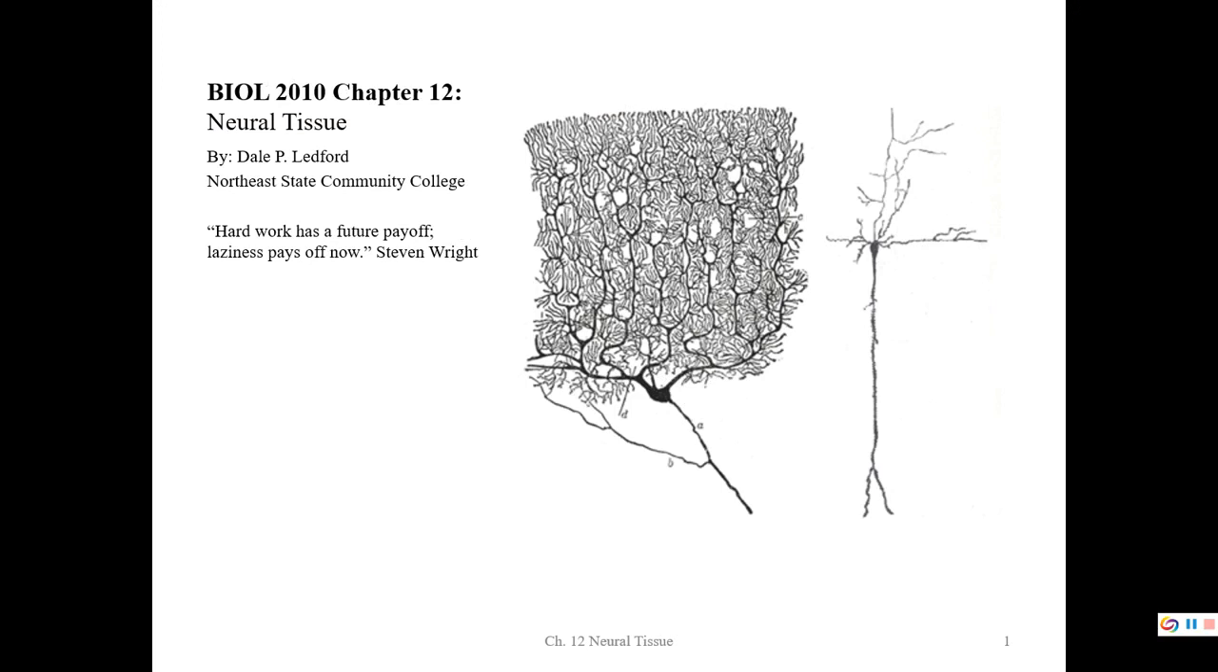This will be part one. We're going to go kind of on the front end. First half, we'll focus more on structure, parts of neurons, types of neurons, things like that. Second half is when we're really going to focus on the physiology of neurons, where we actually talk about action potentials and all that good stuff.